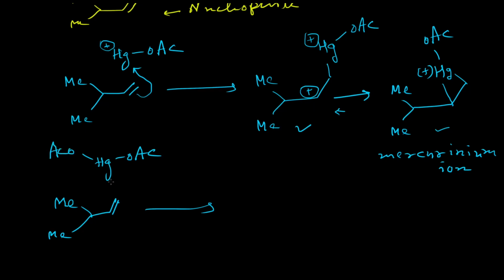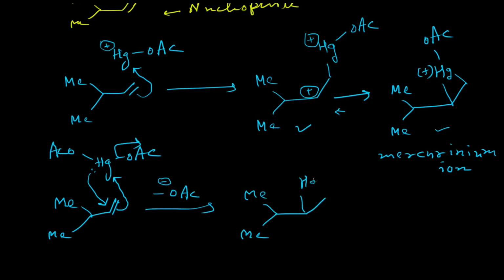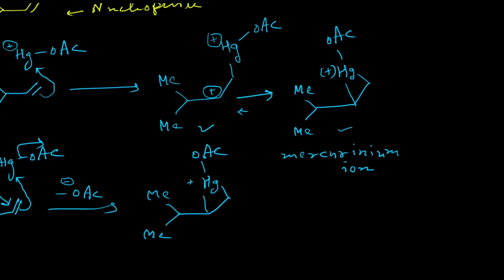Another way of showing the formation of this mercurinium ion is a simultaneous attack by the double bond as well as formation of the mercury-carbon single bond. First the double bond will attack this mercury center, and there will be a consecutive formation of the carbon-mercury bond, and an acetate will leave the system. So this will also provide our intermediate, the mercurinium ion. So we have just seen the mechanistic pathway to form the mercurinium ion.